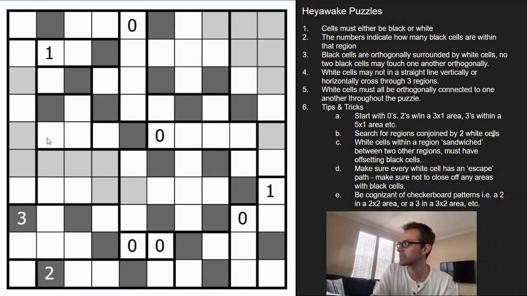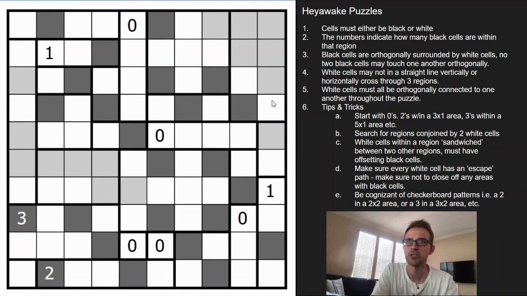Hopefully you guys can see the color grading. Sometimes I've had a hard time with this puzzle between the gray, the black, and the white cells, and then the bordering. I think that's given me a bit of a hard time with these puzzles. I think it'd be easier if I made it a different color.